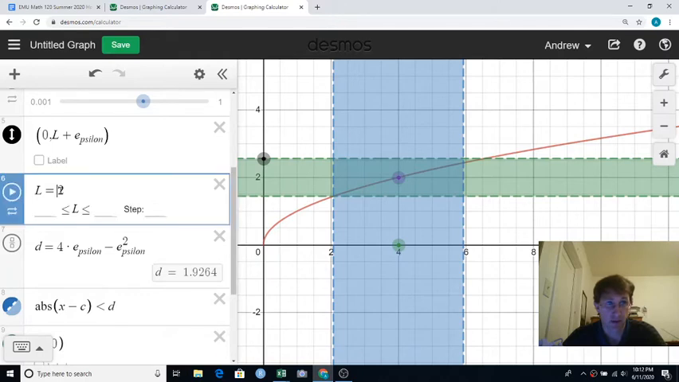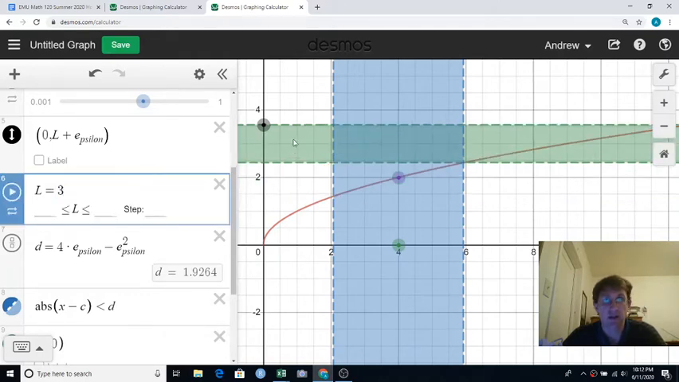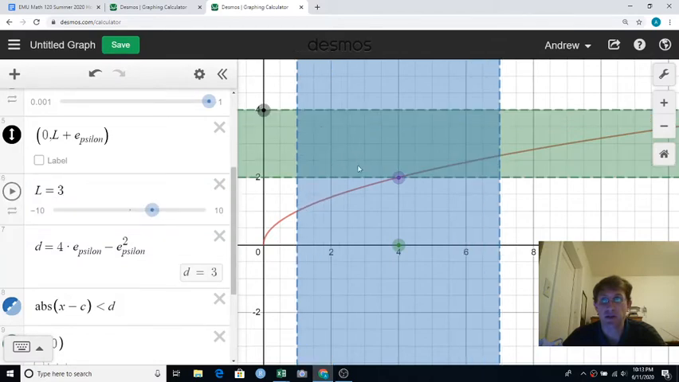What if I thought the limit of square root of x as x goes to 4 was 3? Then even at large tolerances, I can see that the red curve goes outside of the green horizontal lines, the green vertical tolerance. And so that shows that 3 is not the limit of f of x equals square root of x as x goes to 4, because the red curve is going outside the green lines.